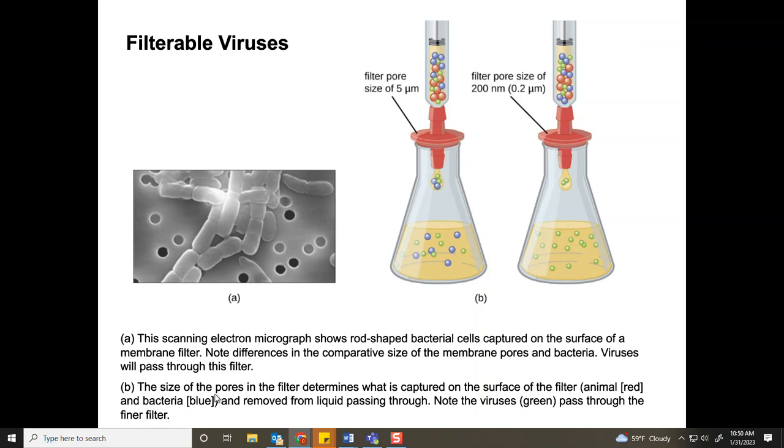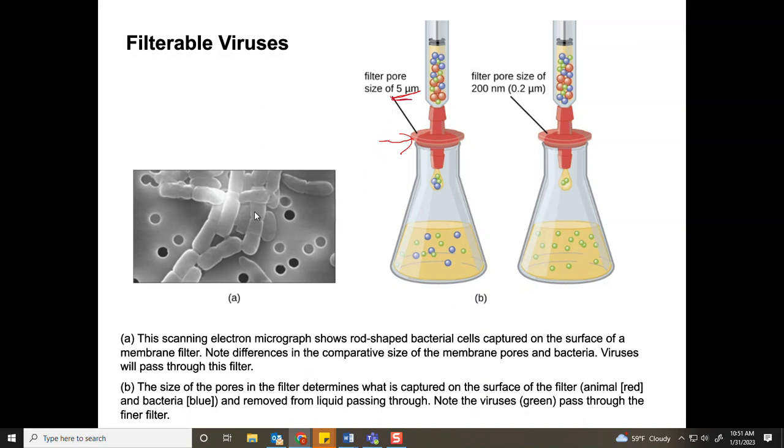So this is showing you an example of the experimentation the researchers did to determine this. What you're seeing in this first image is a scanning electron microscope image. It's showing in the background the filter. That filter has little pores, these holes. And these holes were pretty small. We're going to say about 5 micrometers.